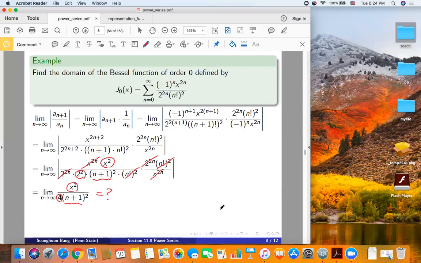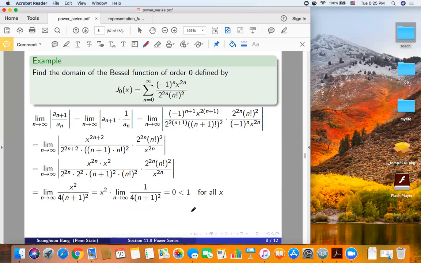The numerator is not n squared, it is exactly x squared. So what does it mean? You can take out the coefficient. Only n is approaching infinity, so x squared is like a constant with respect to n. So you have to take out x squared. The limit of the remaining part is 0. 0 times x squared is 0.